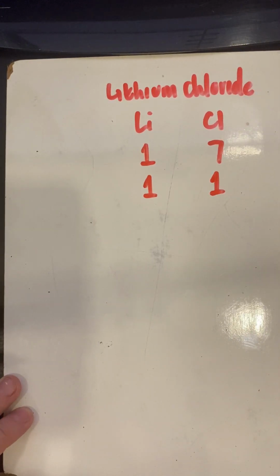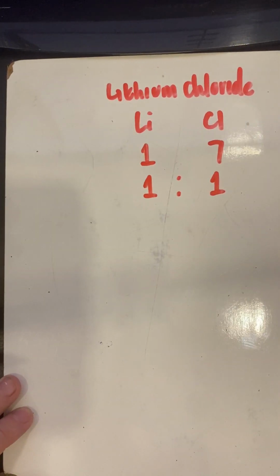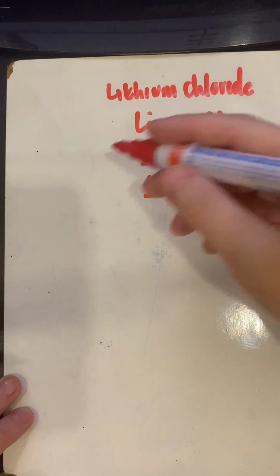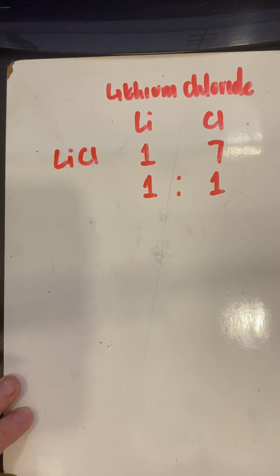We can see straight away, if the valency is 1 and 1, then the atoms will react in a 1-to-1 ratio, so you'll have 1 lithium for every 1 chloride. Therefore, our chemical formula for lithium chloride is LiCl, lithium chloride. So how do we draw those out?